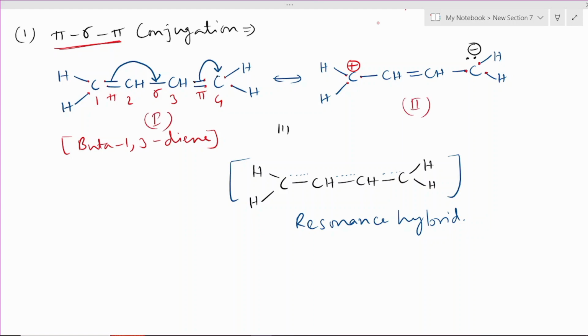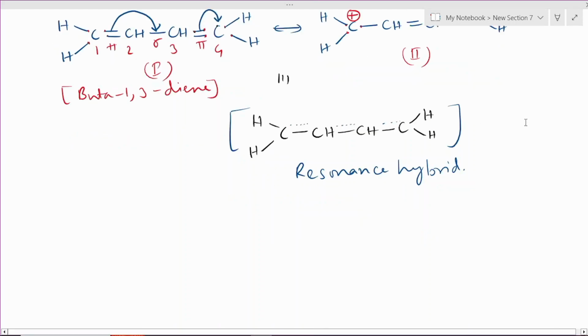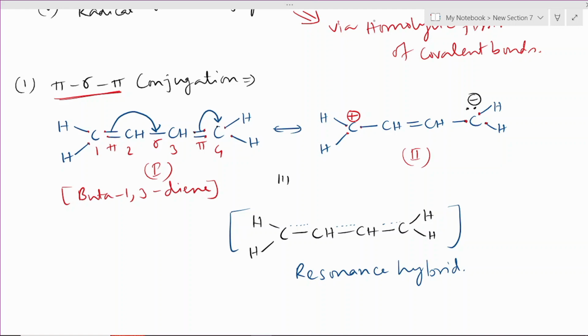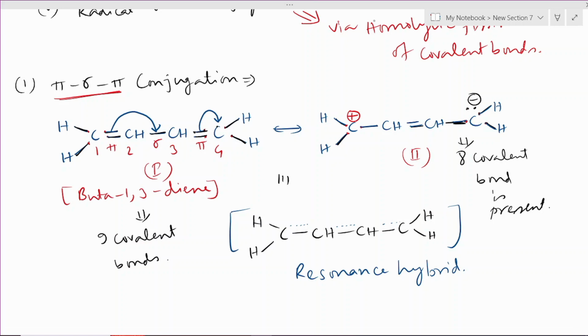Now between 1 and 2, which one is more stable and which one contributes more to the resonance hybrid? Between 1 and 2, 1 is more stable as it contains the maximum number of covalent bonds. Here you can see 1, 2, 3, 4, 5, 6, 7, 8 and 9, so 9 covalent bonds are there. But here 1, 2, 3, 4, 5, 6, 7, 8, so 8 covalent bonds are present. Again, this canonical structure has a charge separation, that is, here is positive and here is negative. So this contains a charge separation which is unstable.